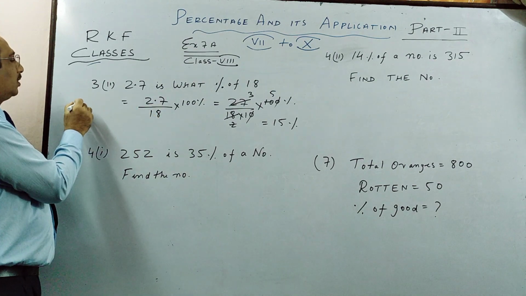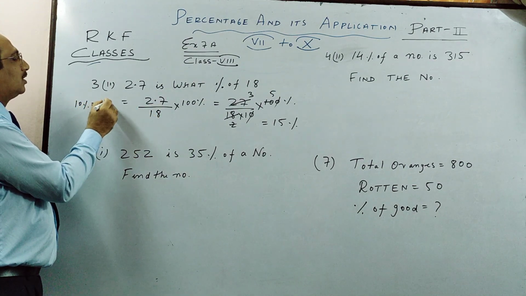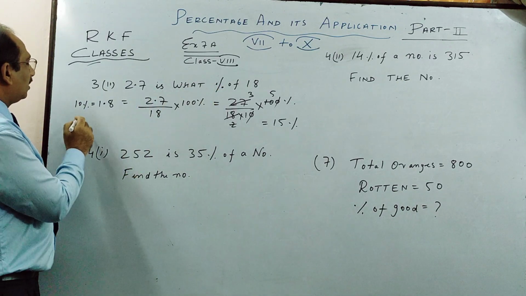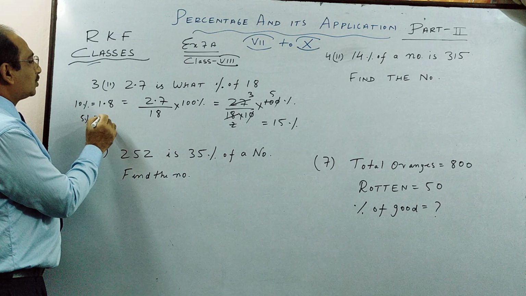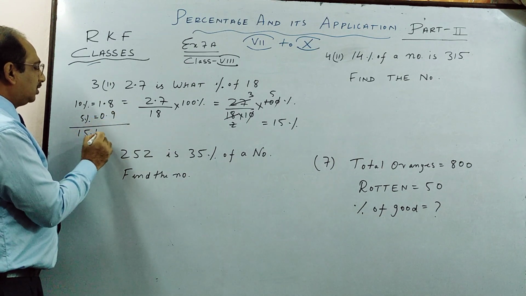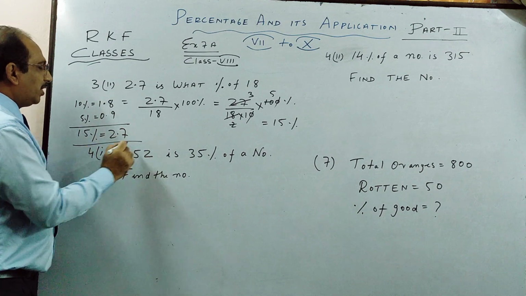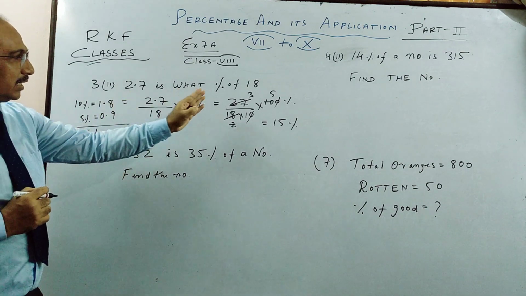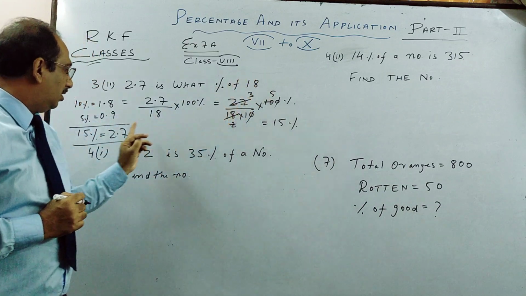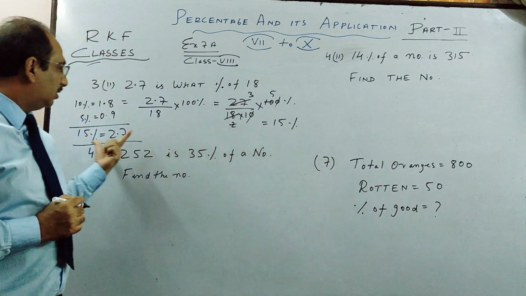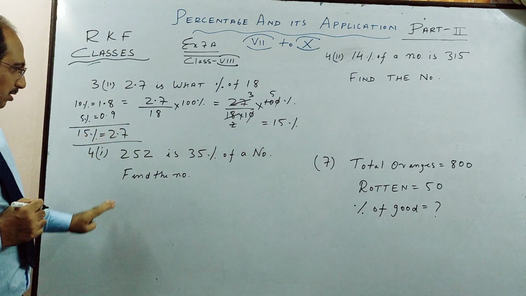2.7 out of 18. So 10% of 18 is 1.8. 10% is 1.8 and 5% is half of that, 0.9. So 15% is 2.7. So this way you can verify your answer. 10%, I said, move one decimal here, and 5% is half of that. But in the exam you should do it like this. This is to mentally verify your answer.